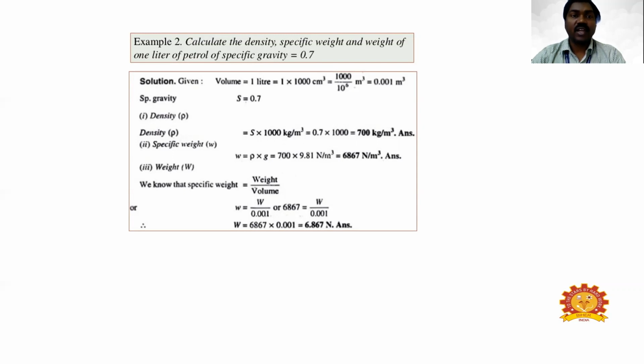So next we have to find the weight, that is capital W. We know the specific weight formula, the weight by volume. So small w equals capital W by volume. 6867 equals W by 0.001. So we'll get W equals 6867 into 0.001, we'll get 6.867 Newton. That is the answer we'll get.